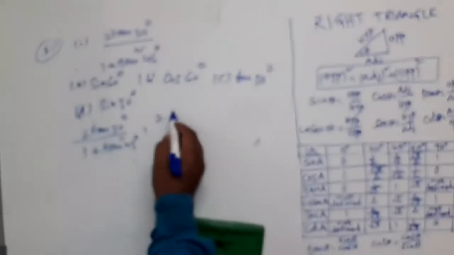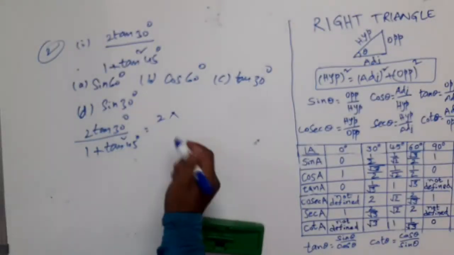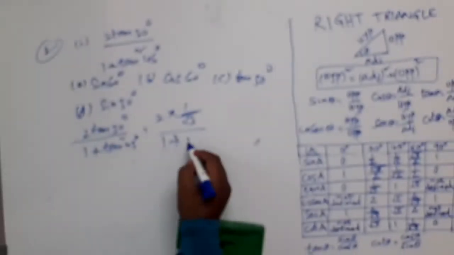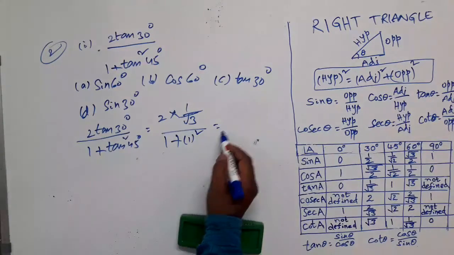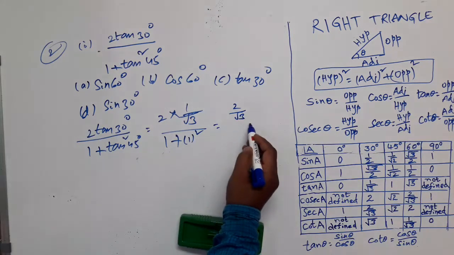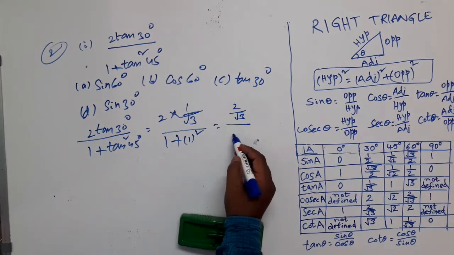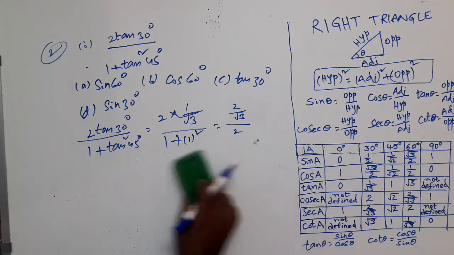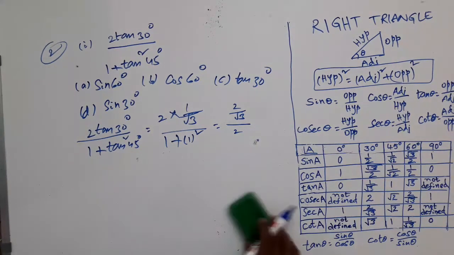Tell me, 2 multiplied by tan 30 degrees. I remember the values: tan 30 degrees is 1 by root 3. So it is 2 by root 3 divided by 1 plus tan 45 degrees whole square. Tan 45 degrees is 1, so this is 2 by root 3 divided by 1 plus 1. Here also you should be careful, some people make mistakes.